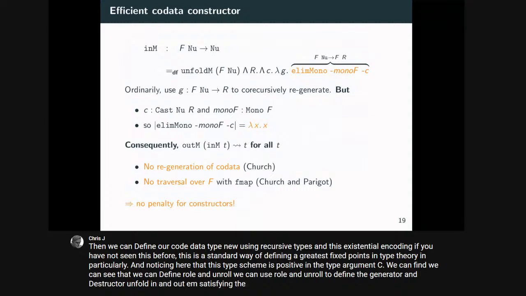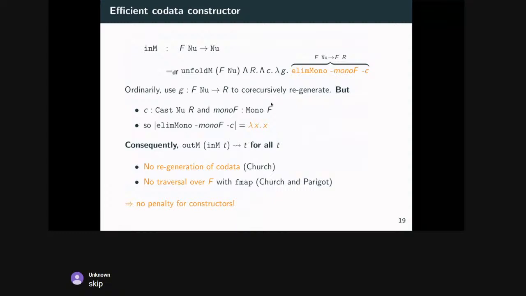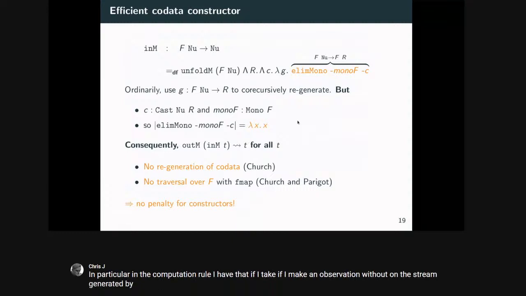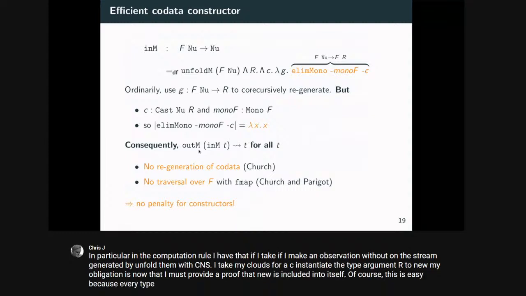So instead, we take a different approach. Our obligation, again, is a function of type F of nu to F of R. We have a witness that there's an inclusion of nu into R, and a witness that the type scheme F is monotone. So that means that we have an inclusion of F of nu into F of R using the derived elimination form of lim mono. This gives a function of the appropriate type that erases away to lambda x x. As a consequence, the following operational rule, or half of Lambek's lemma, if you're familiar with the statement: out M of NM of t reduces to t for all terms t.